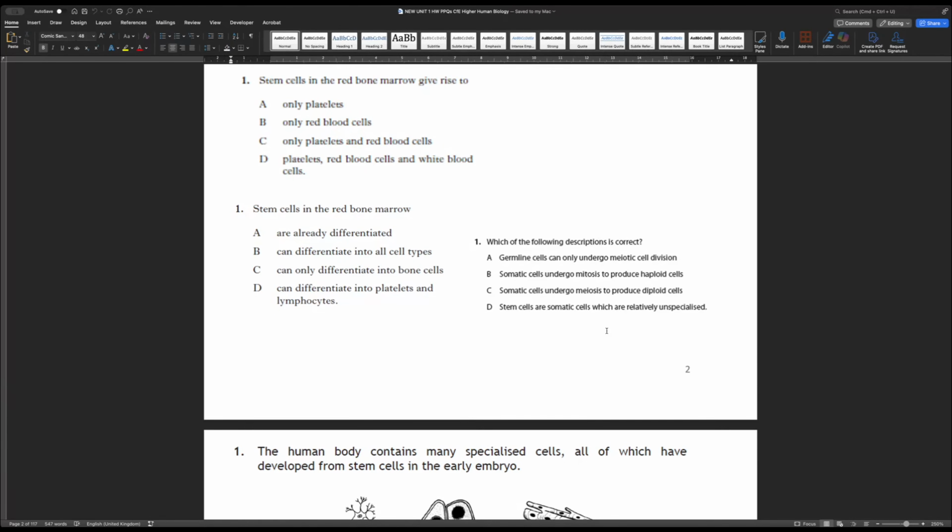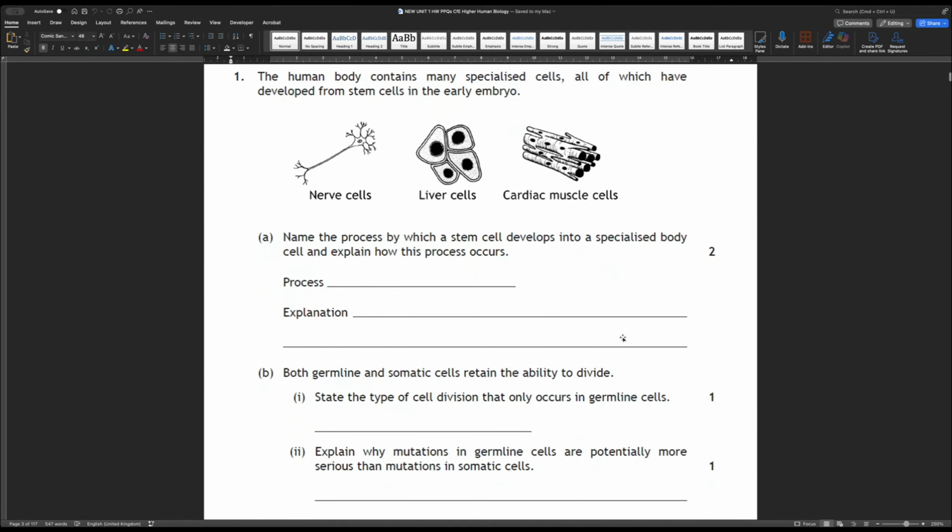And then D, stem cells are somatic cells, which are relatively unspecialized. Now, we know that stem cells are unspecialized, even from our Nat 5 knowledge. So the answer there is going to be D. So there's some multiple choice questions just to get us warmed up.